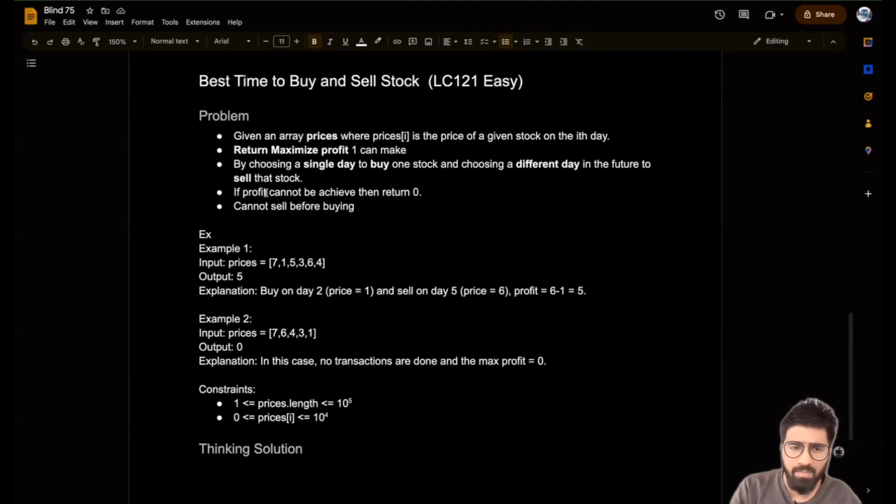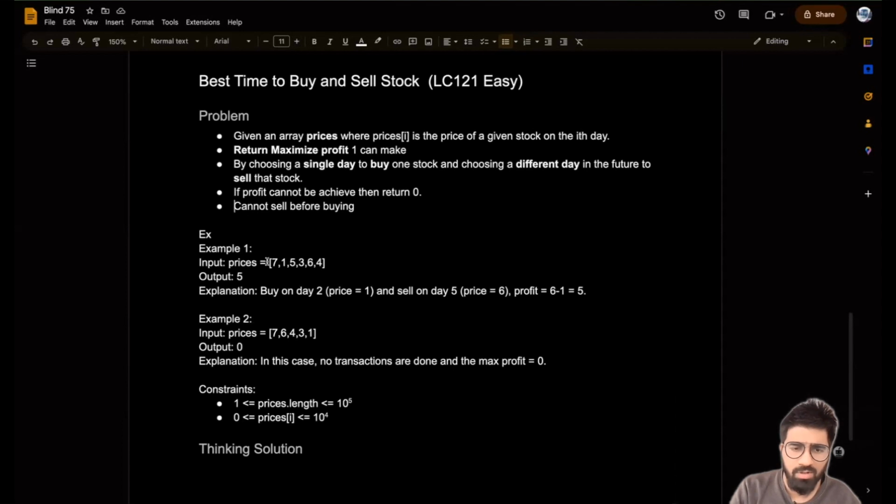And if we cannot make any positive profit, then we will not make any transaction, and basically our profit will remain as zero, and we can simply return zero. And the last thing is we cannot sell before buying. So we need to buy first, and then only we can sell, and we also cannot buy and sell on the same day. Okay, so that is the whole problem.